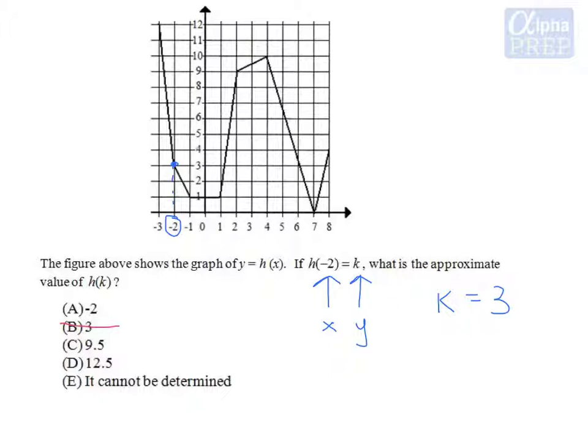Now, knowing that k equals 3, this question is asking, what is h of 3? So 3 is now going to be our x value, because now it's inside of the parentheses. So we've got to figure out what is y on this graph when x equals 3. So we follow this 3, we find the point on the graph, and it looks like our corresponding y value is 9.5. So that means that our answer is going to be C.